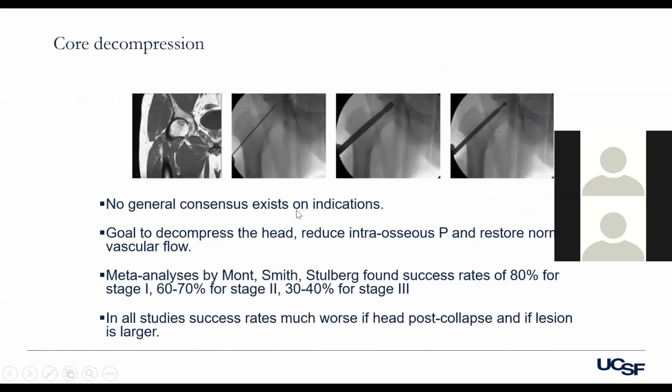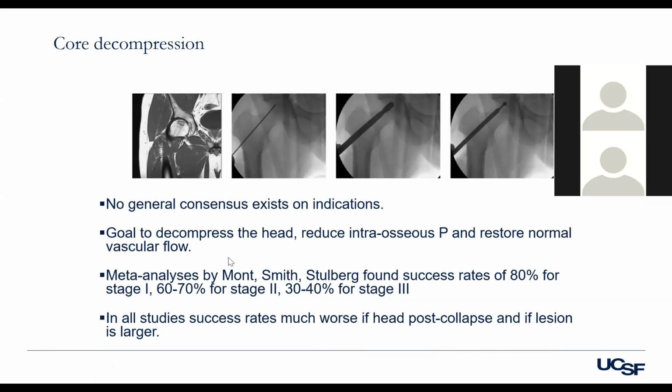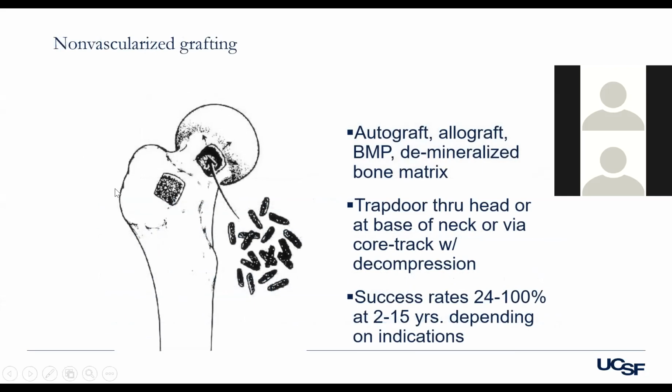Core decompression is an option for stage 1 and 2, not an option as soon as there's subchondral collapse. If they get into stage 3 where you start seeing that crescent sign, it's not going to be as effective. Also bigger lesions, with the high Kerbol angle, not going to be as effective. There are tons of studies about how to do this, injecting stem cells afterwards, putting vascularized fibula or bone graft in there. The results are all over the place. In general, it's not a home run by any means.